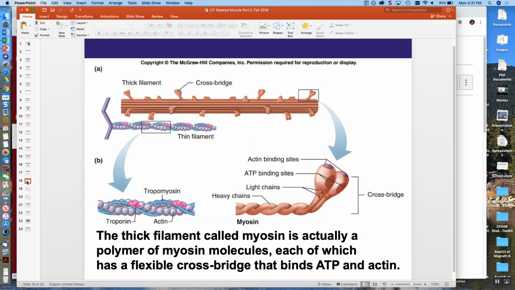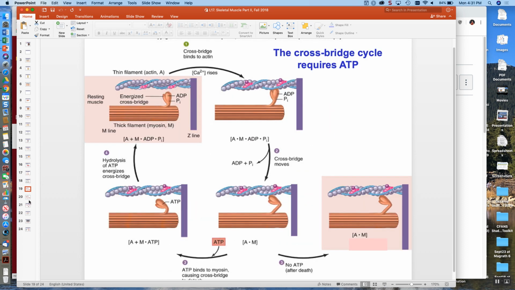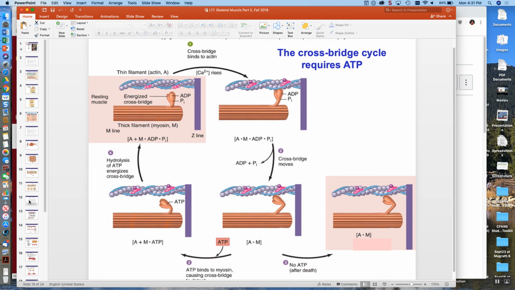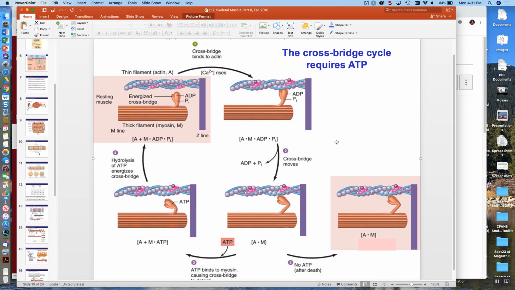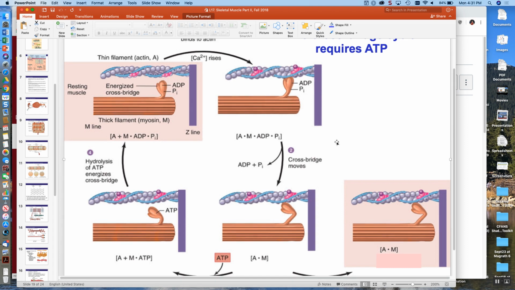Now you can imagine what happens. I'm going to skip to this particular slide. Here's where cross-bridge cycling occurs.